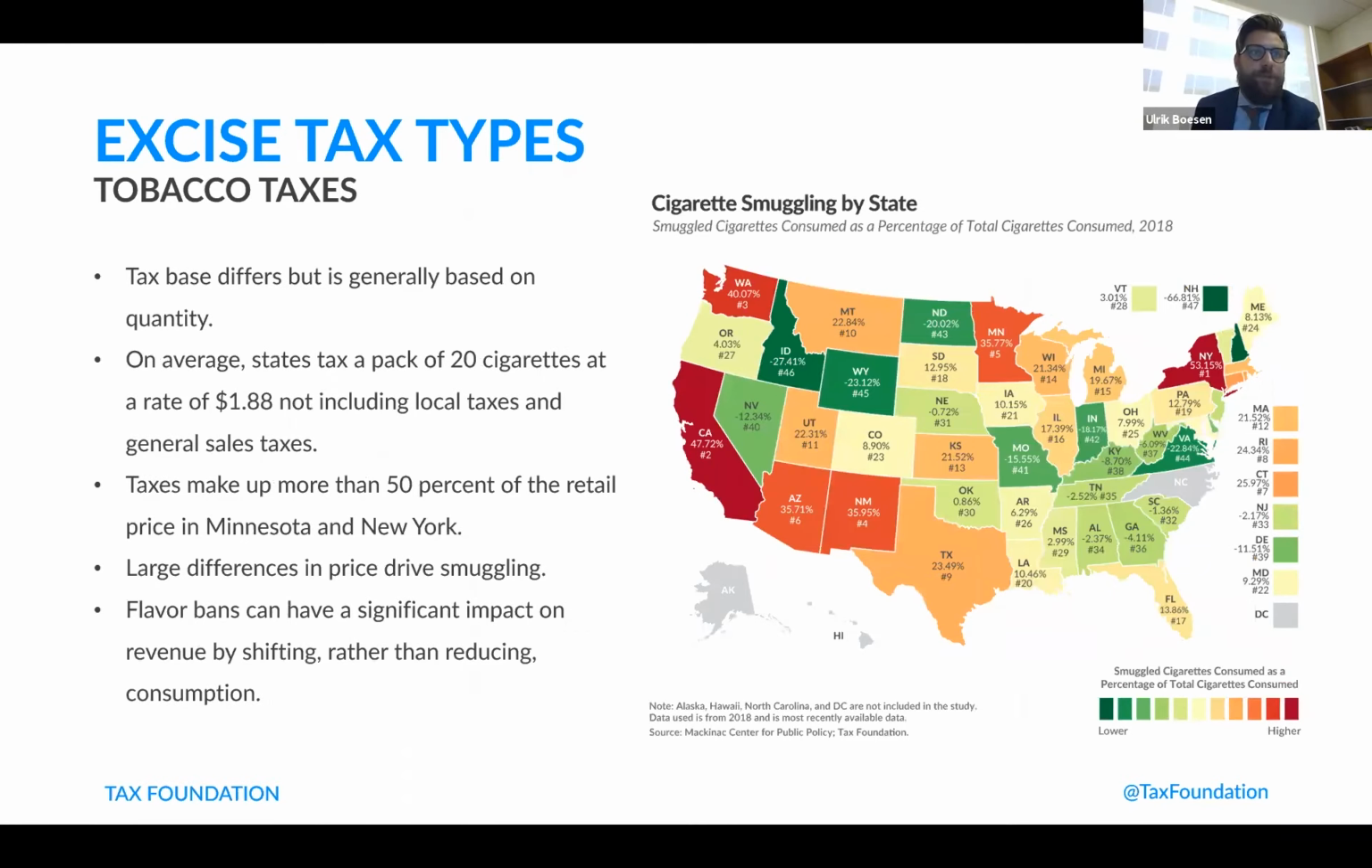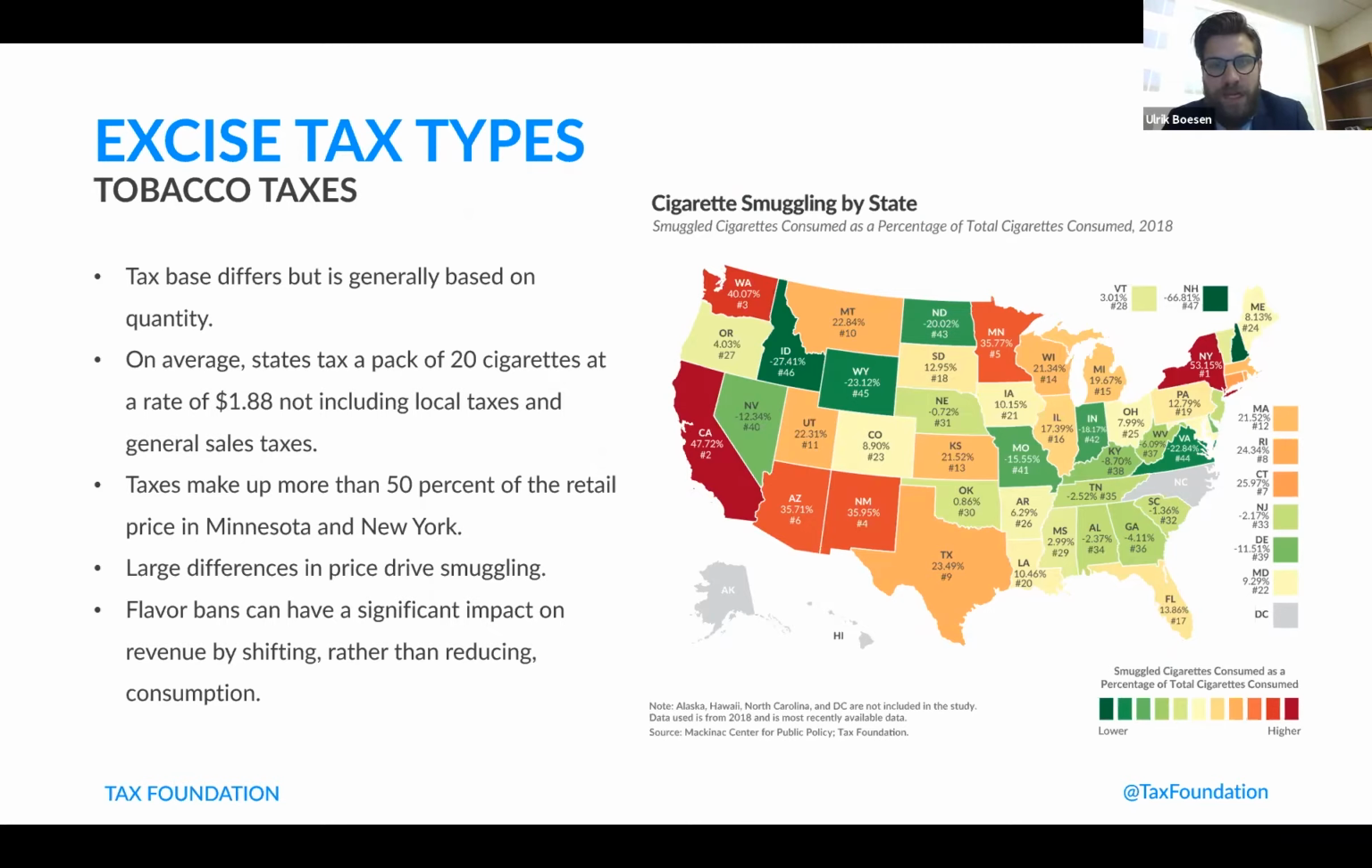The next one is tobacco. So again, tax bases differ. Generally, the tax base is quantity. We'll often see cigarettes being taxed by stick, individual cigarette. We'll often see loose tobacco being taxed by weight. But some do use ad valorem taxes on tobacco products as well. Now, not only do bases vary, tax rates vary significantly. On average, a pack of 20 cigarettes is taxed at $1.88 by the states. And there's a federal tax of $1 as well.